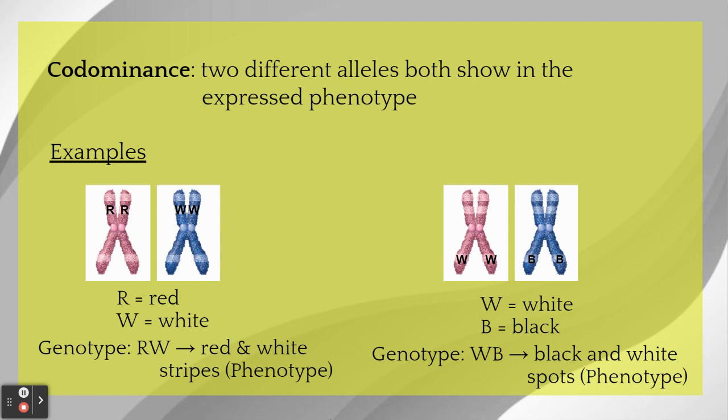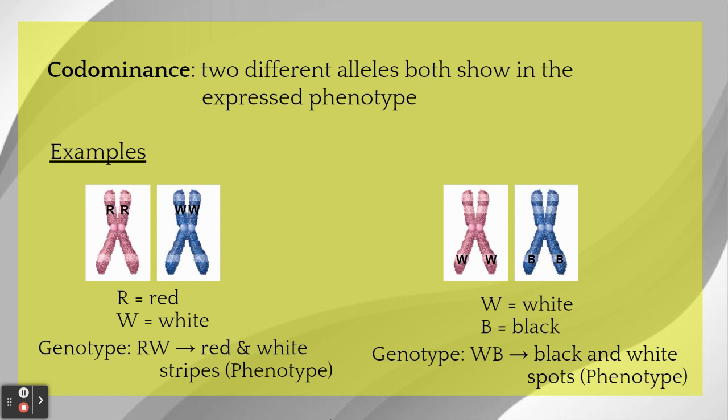So that's codominance. The prefix co means like you're working together. You're both doing the work. Both of these alleles are showing. So they're not blending together. They're both showing. Codominance. They're both dominant, which means they're both showing.